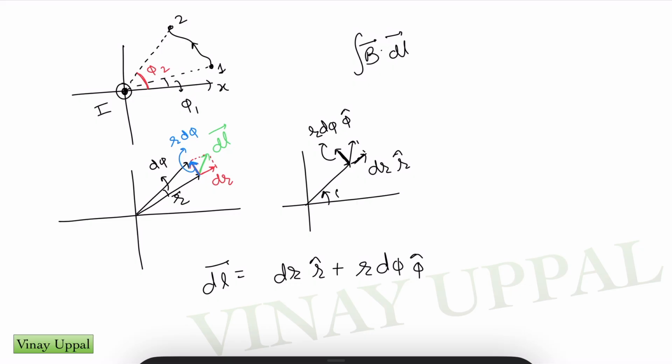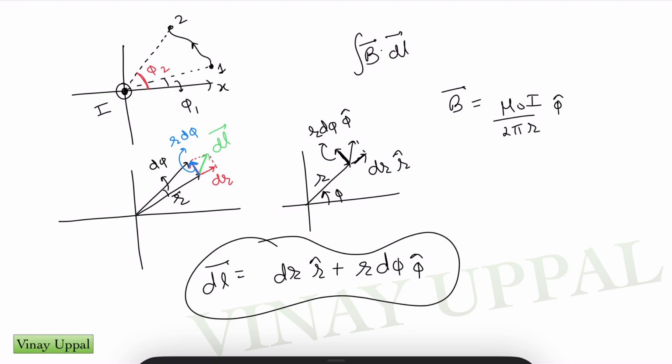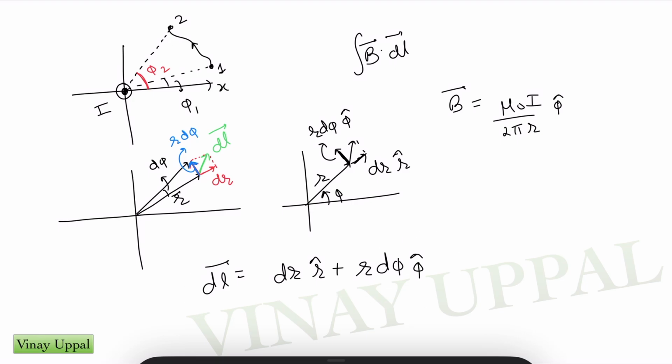This angle is phi and this position vector has a magnitude r. So we know how to write the magnetic field of an infinite line wire in polar coordinates as mu naught I by 2 pi r phi cap, and we know the dl vector also in terms of polar coordinates. Now all we have to do is take the dot product to evaluate this integral. So let's do that on the next page.